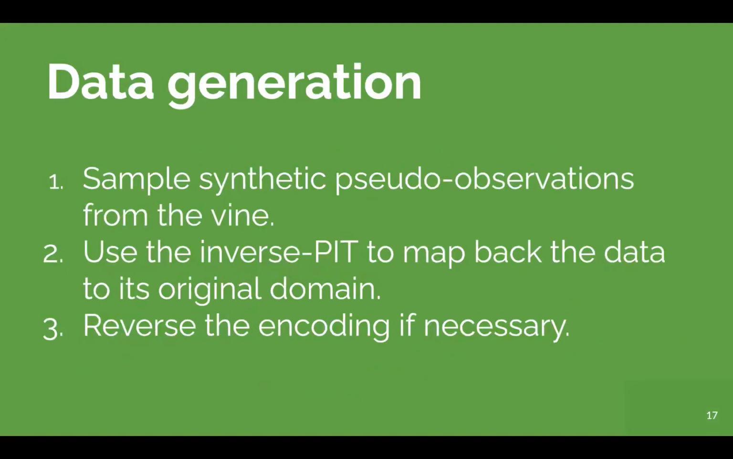The last step is data generation. It is the simplest one. So first is sampling observations from the vine, using the inverse probability integral transform to map back the data to its original domain, and then reversing the encoding if necessary.